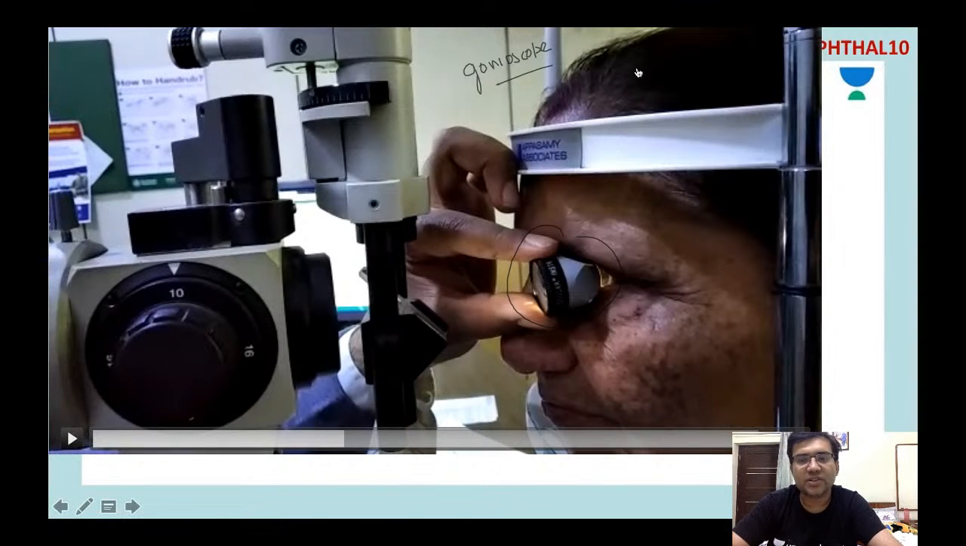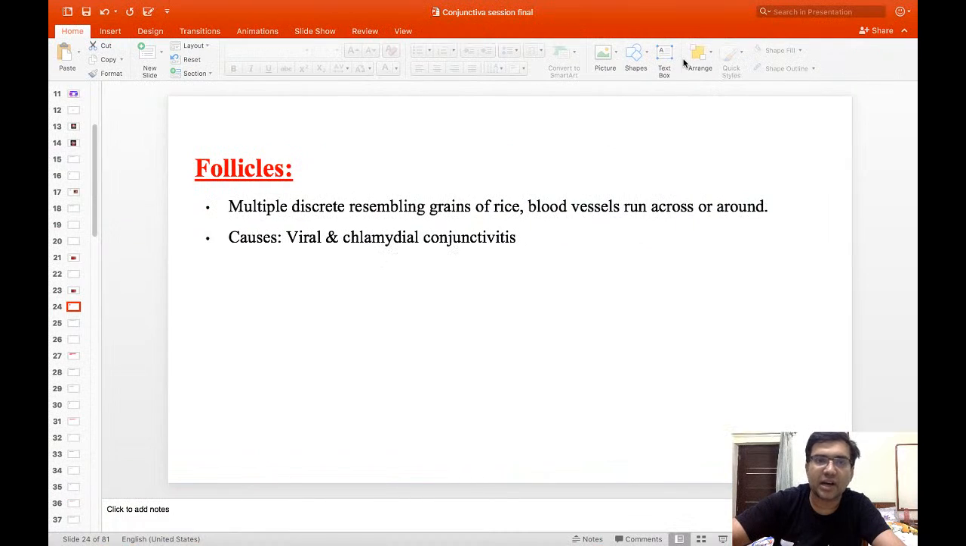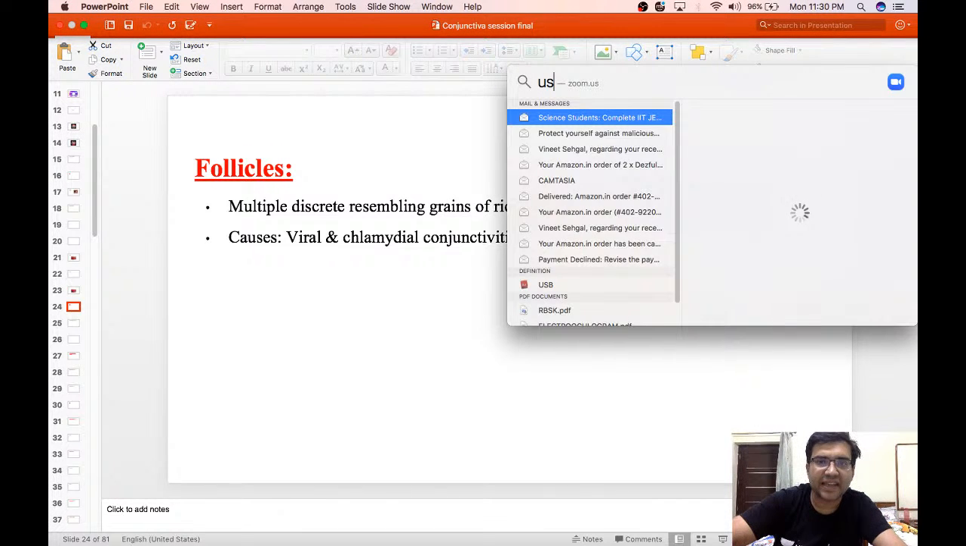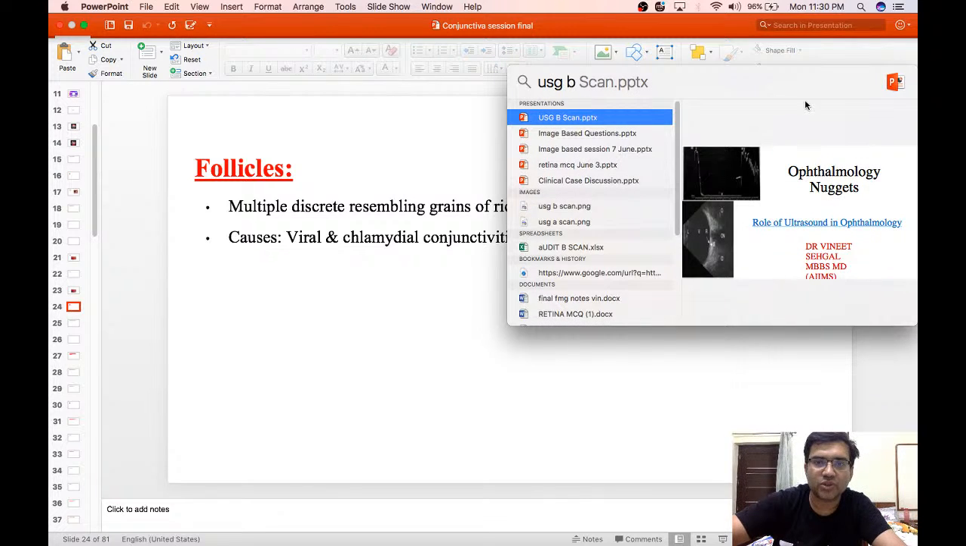Now, one question which was asked by one of the students is how to differentiate a USG B scan from the USG A scan. I would just show you the video as well.